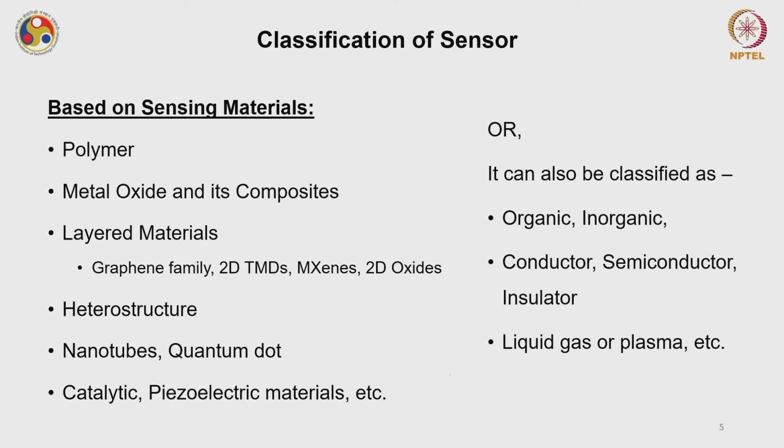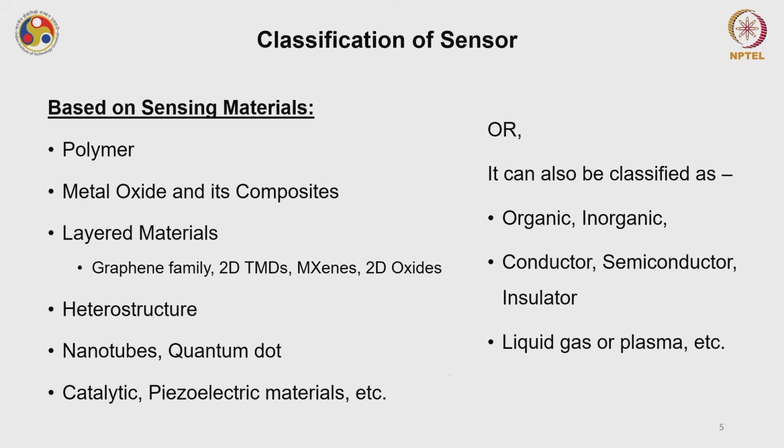If you want to classify these based on the material's nature, you can have either organic or inorganic materials. If you want to classify them on the basis of conductivity, I can have conductors, semiconductors and insulators. For micro devices or microsensors, usually you use all. You need a conductor, you need a semiconductor, you need an insulator.